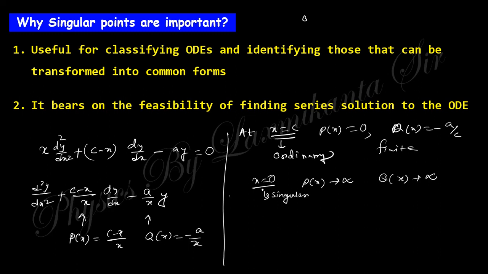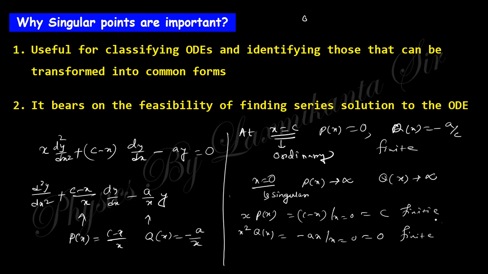Now you need to check whether the singular point is regular or irregular. For that you need to multiply x into p of x at x equals 0, so this is nothing but c minus x at x equals 0, which is c, finite, right? And x square q of x gives minus a x at x equals 0, which is also finite. Since these two are finite, this is the regular singular point. I think you are clear about this concept, the regular singular point and irregular singular point and ordinary point.